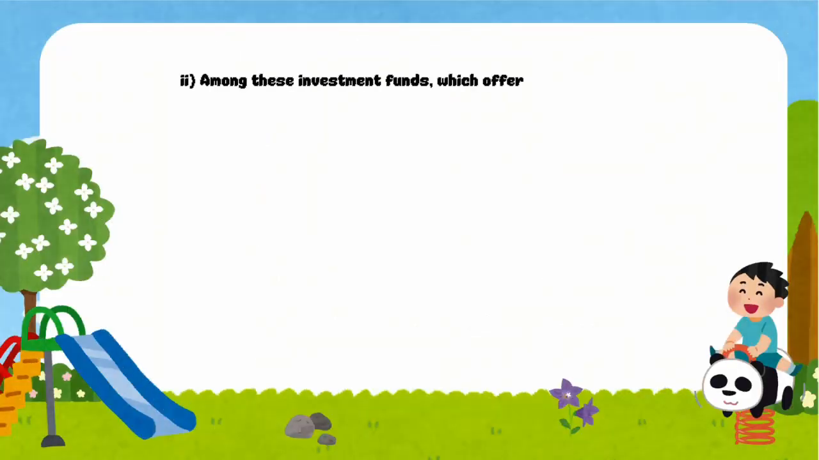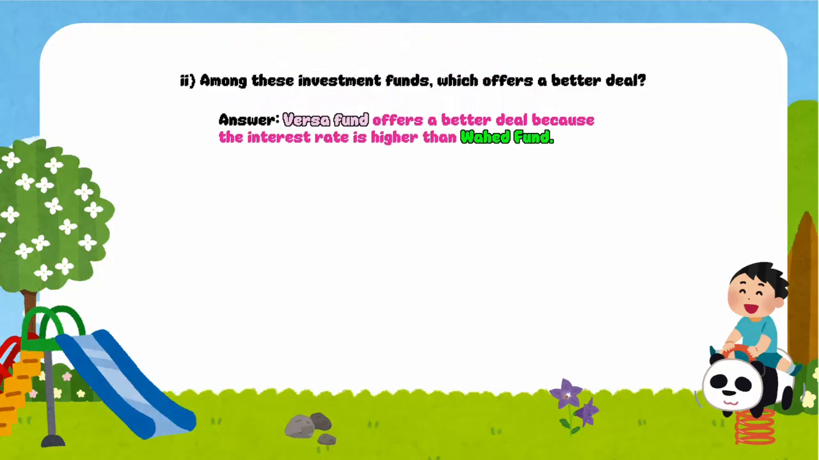So for this question, since Mr. Firdaus is investing and he wants more profit, Versa Fund, which offers 6%, is the better deal because it offers a higher rate than Wahed Fund.